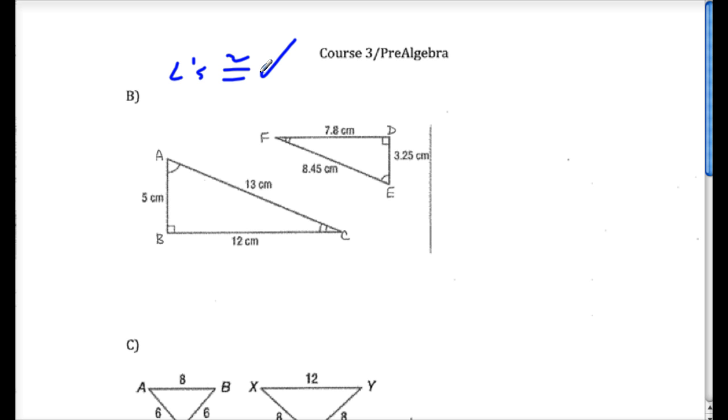This time I'm going to go big over little. Again, it does not matter, but I just read things from left to right, so I'm going to do big over little. Okay? Tara Burke, give me one side of the big triangle. 5. Very good. Over. Give me the corresponding side of the little one that goes with the 5. 3.25.